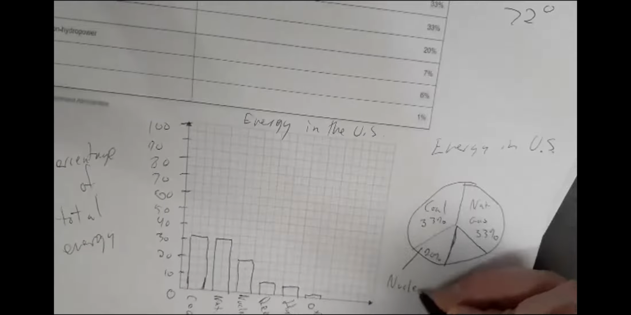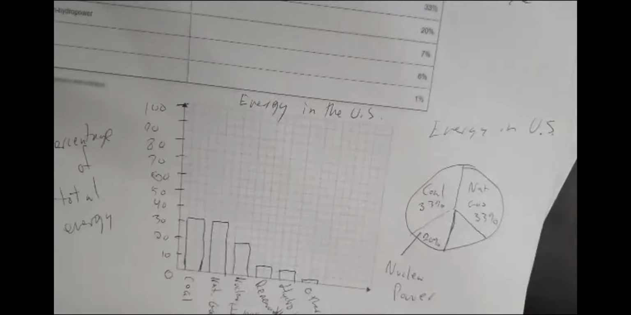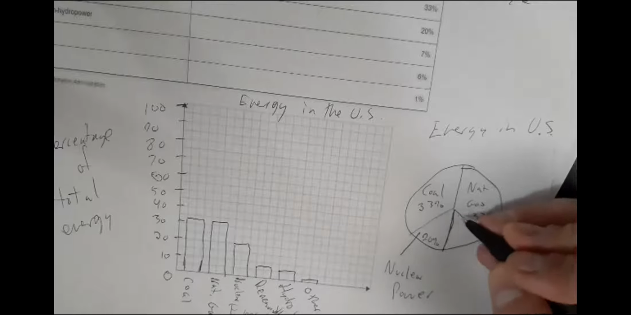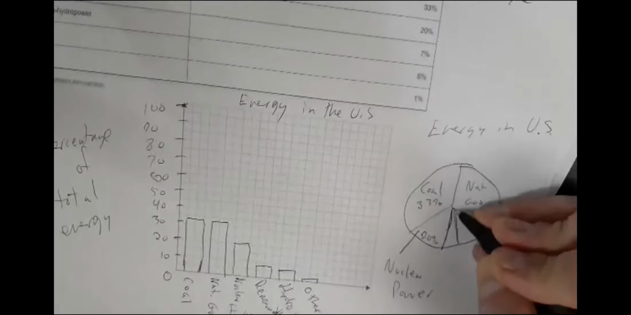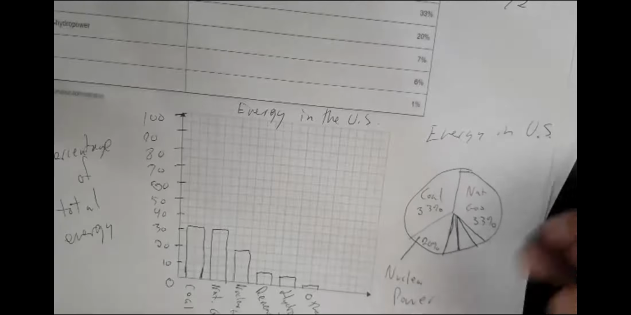And then I need to label this. I don't really have enough room, so I can always come out and do a label pointing to it if you need to. That's going to be nuclear power at 20%. The other thing, 7%, so it should look like about half of this thing. 7%, and I got 6%, and I got 1%.